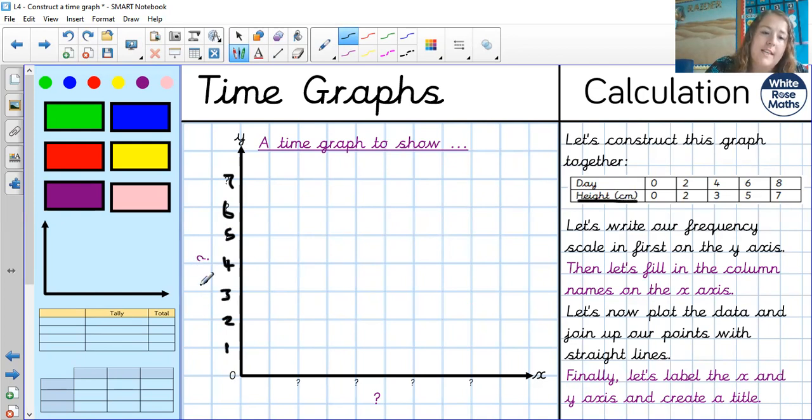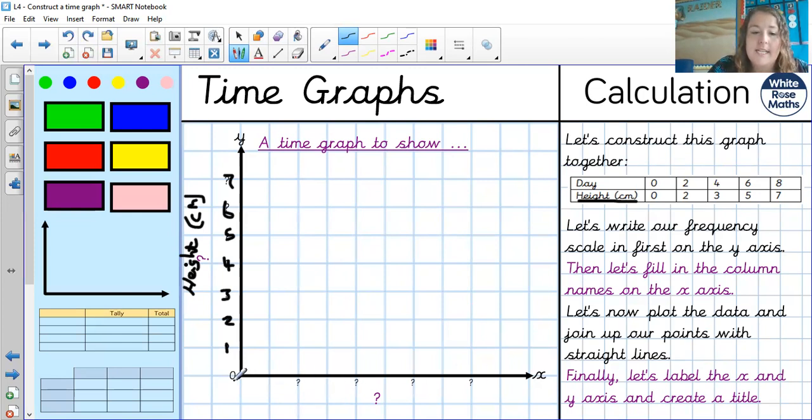So you could write this sideways, height. And having to write with my trackpad and sideways is definitely interesting, but that's what these numbers mean. It means the height in centimeters. Okay, but now that we've done the frequency grid and we've decided we're just going to go up in ones for this one, we now need to have a look at the days. So this is where our bottom part comes in.